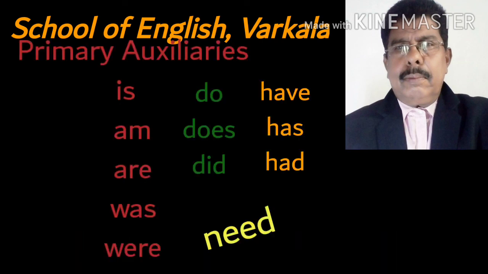Here is the list of primary auxiliaries. Is, am, are, was, were. They are also known as be verbs. Then comes do, does, did, followed by have, has, and had, and lastly need. 5 plus 3 plus 3 plus 1, 11 plus 1, 12.